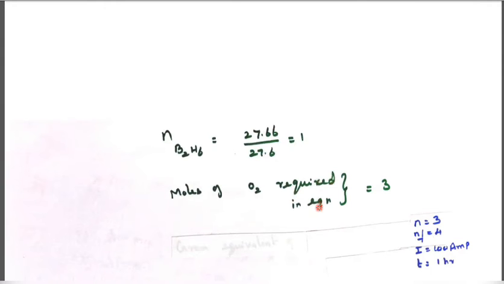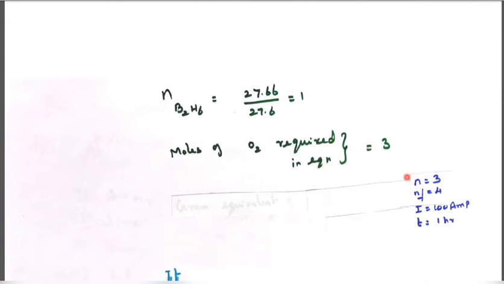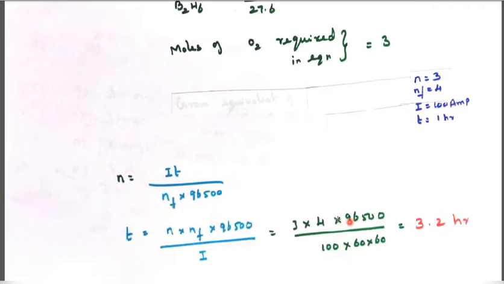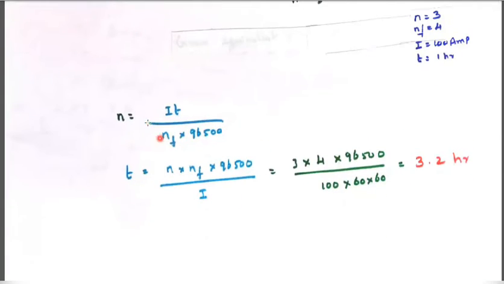The number of moles of oxygen required in the equation is 3, so n is equal to 3. The n-factor of electrons is nothing but 4. Here current is 100 ampere and time is what they asked. n is equal to I T by n-factor into 96,500, so T is equal to n into n-factor into 96,500 by I.